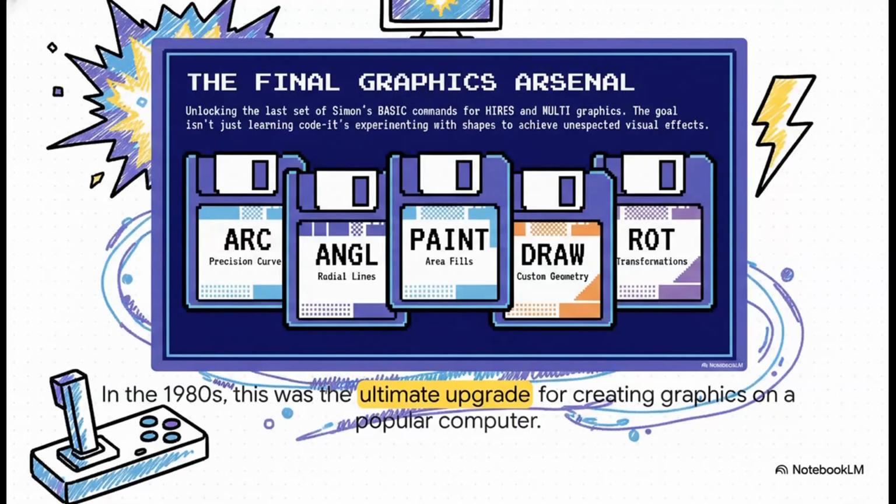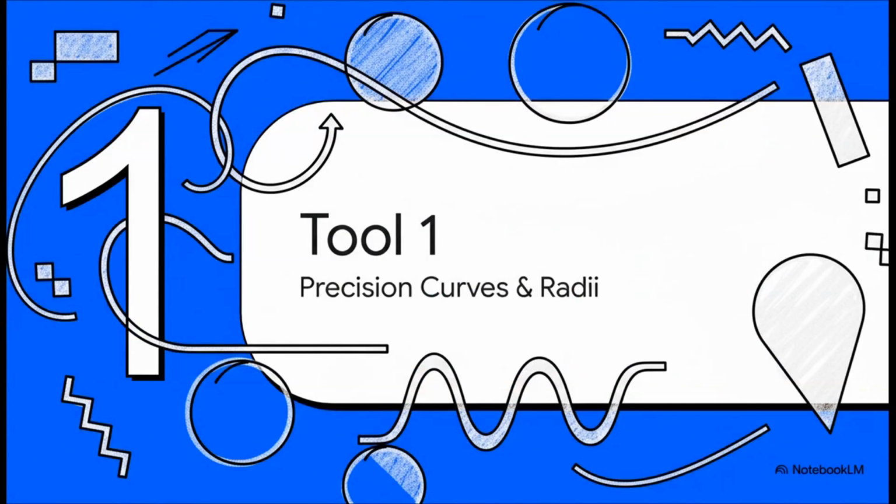So what was Simon's Basic? Well, it was this cartridge that you'd literally just plug into your C64, and it gave programmers a supercharged set of new tools. We're going to unpack its graphics arsenal, 5 key commands that really transformed simple coding into a true visual art form. Think of it as the ultimate creative toolbox for 8-bit artists. All right, let's open up this toolbox.